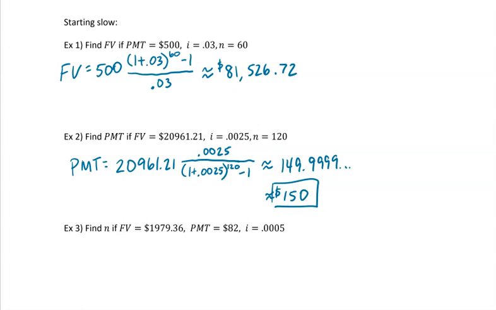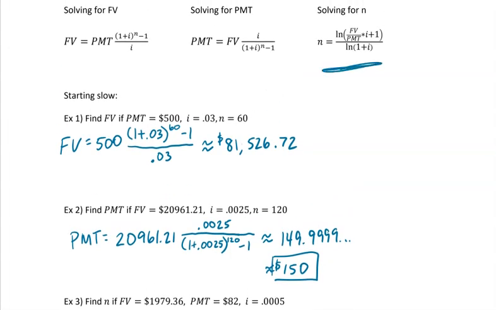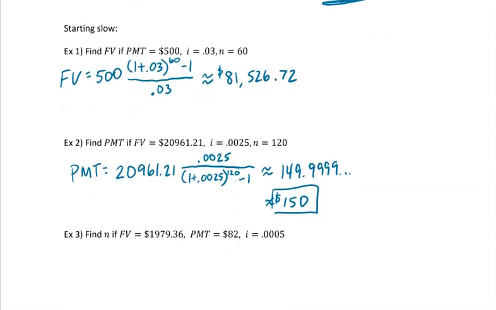All right, let's try one more. So for this last one, we're going to find N. If FV equals 1,979.36, the payment's 82, and I is 0.0005. All right, so this time we are solving for N. So we're going to use this last equation right here.